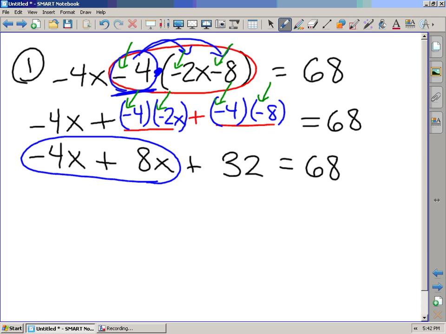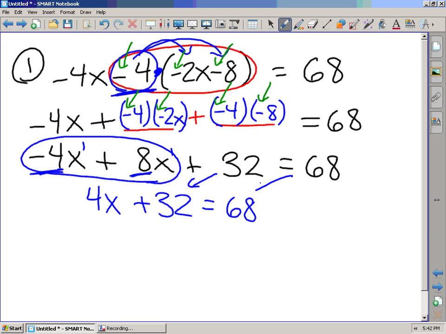8x and negative 4x are like terms because they have the same variable with the same exponent. We look at the coefficients. 8 minus 4, we're left with 4x. And then we copy down the 32 equals 68.